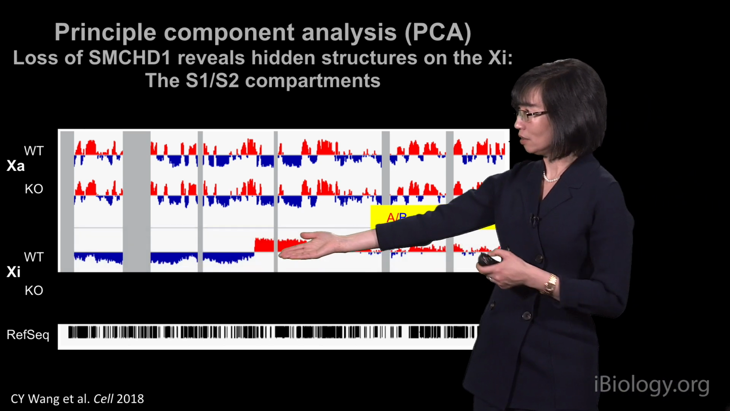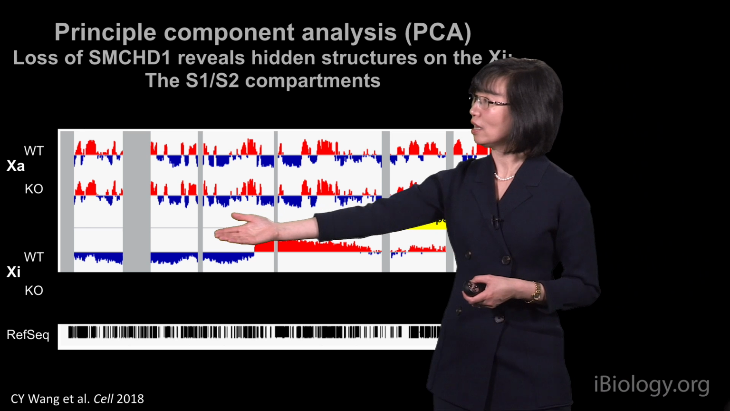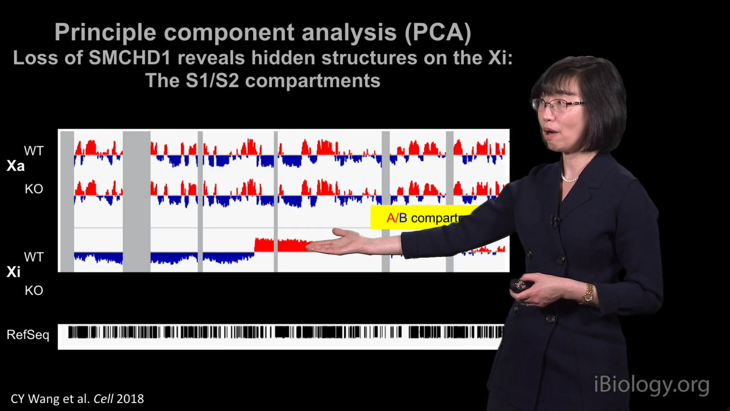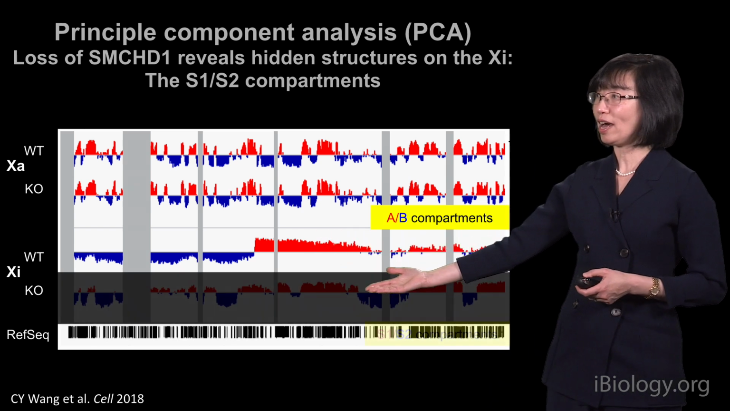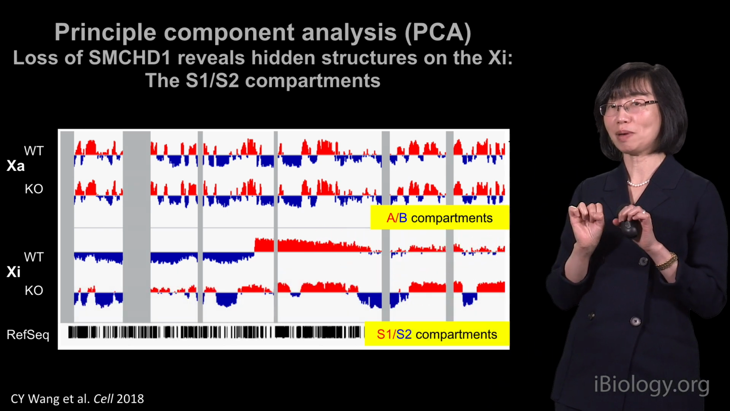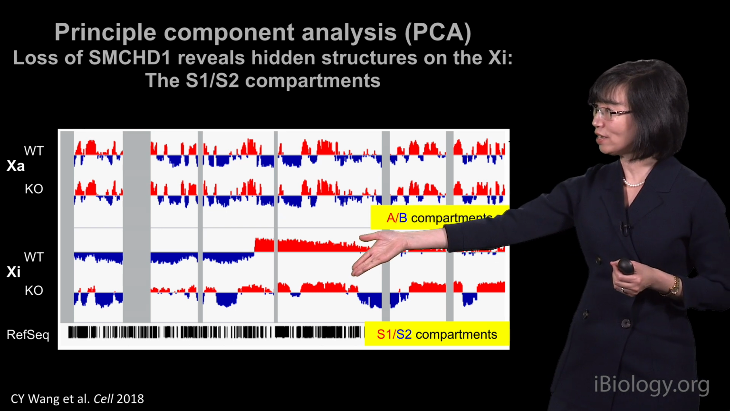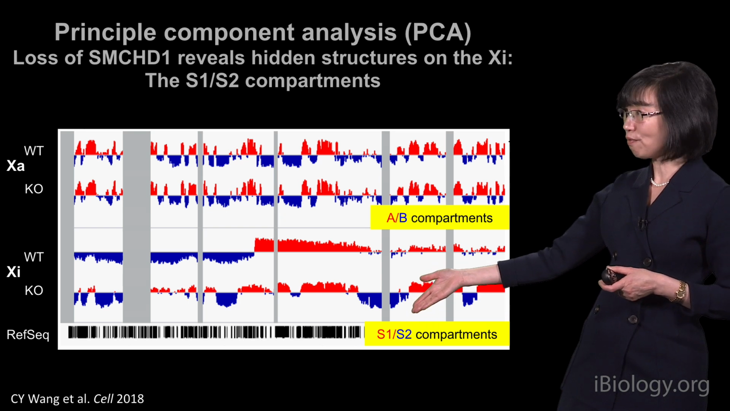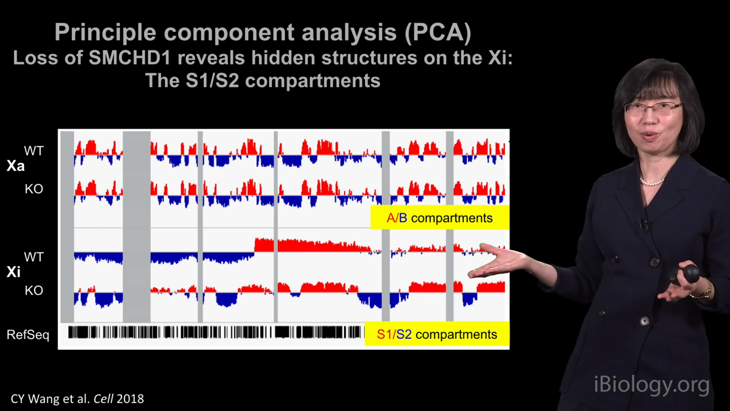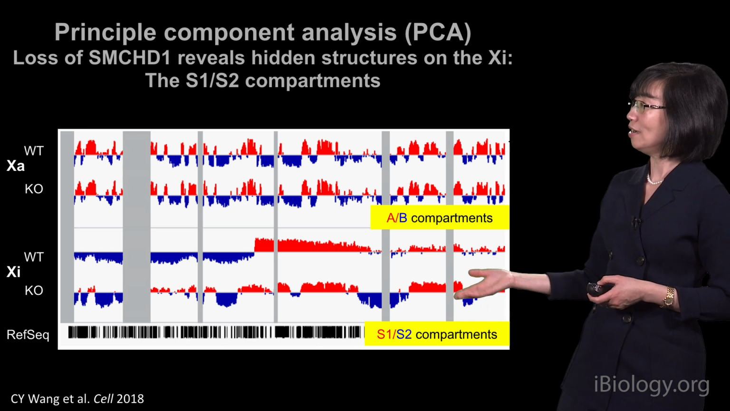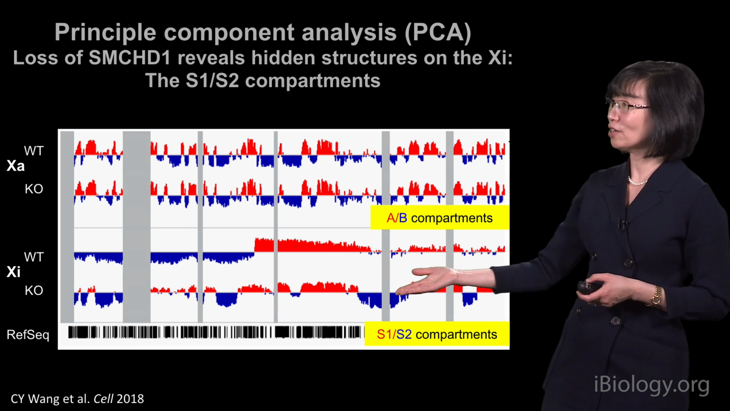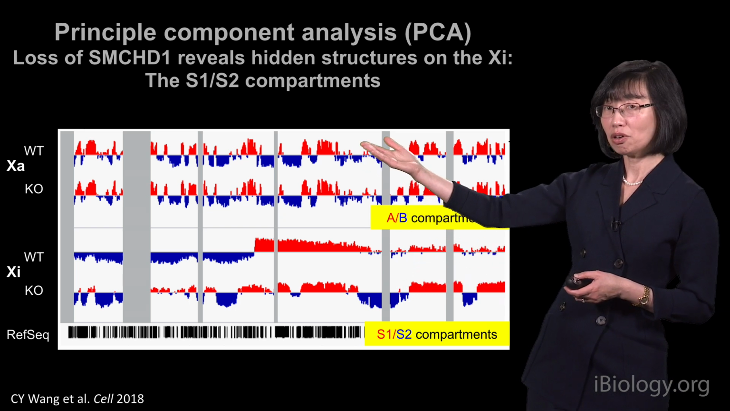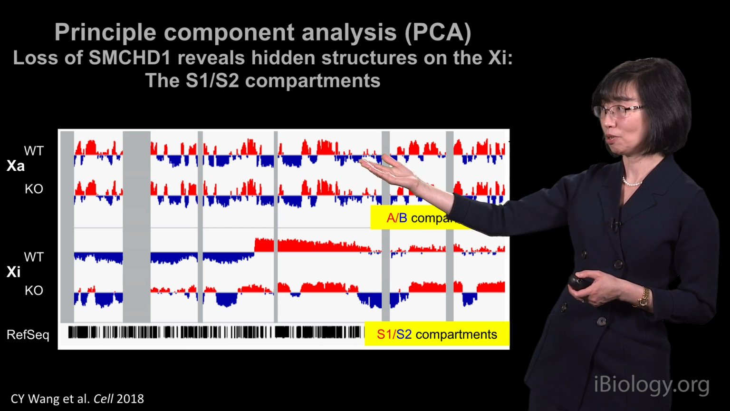But then here's the inactive X chromosome, and you can see that in the wild-type state, there are these two megadomains, one in blue and one in red. But when we remove SMCHD1, those two megadomains break up into these finer structures that we call S1 and S2 compartments, referring to the fact that they appear only when we remove SMCHD1. But also appreciate that these finer structures are not the AB compartments that you see on the active X chromosome.